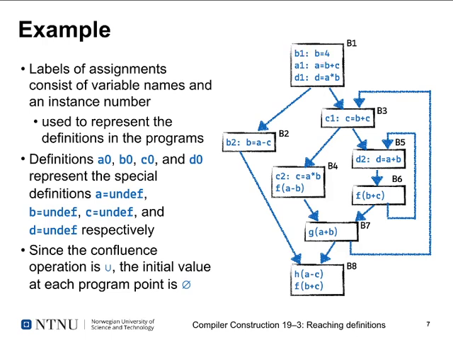So we have certain definitions, and now we said we wanted to add information to our analysis that tells us before the first assignment all variables are undefined. So before block 1 we can add virtual definitions A0, B0, and so on that represent the special definition of that variable being undefined. And since we have a join operator here, a confluence operator that is a join operator, the initial value at each program point is actually the empty set, and then we join the information together.